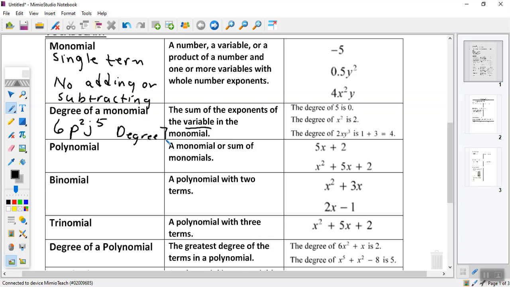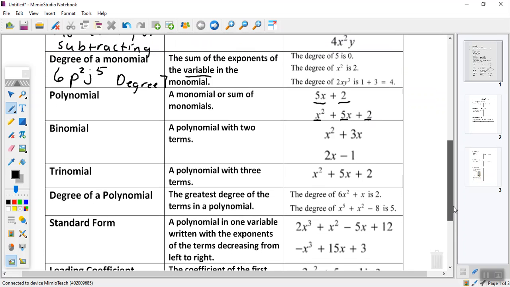So we would say that this is a polynomial because we have a term 5x plus 2. How many terms are really here? 2. 5x is a term and the 2 is a term. x squared plus 5x plus 2. How many terms are in that? 3. 1, 2, 3. Again, these are not monomials because there's some adding or what going on now. Okay? So a polynomial is just the sum of monomials or a single monomial.